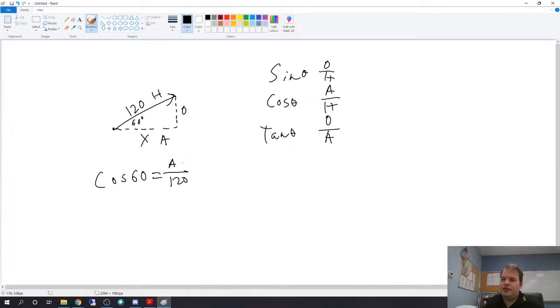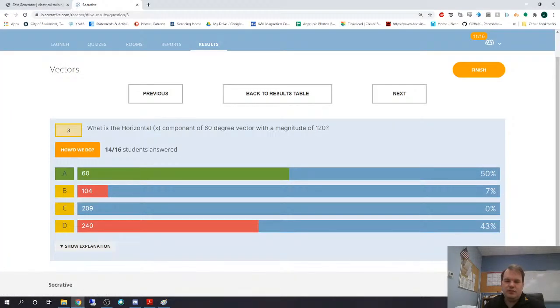So we need to solve this to get a by itself. So we're going to multiply by 120. That's going to cancel. That's going to cancel. And this side multiplies by 120 as well. So 120 times the cosine of 60 will give us our answer. So 120 multiplied by the cosine of 60, which I think is 0.5, gives us 60. Same thing, but with sine. That'll be 104.